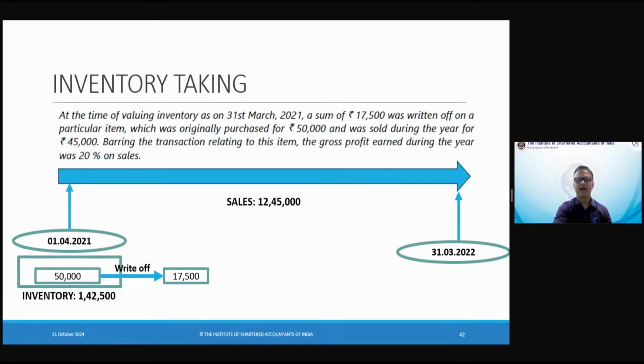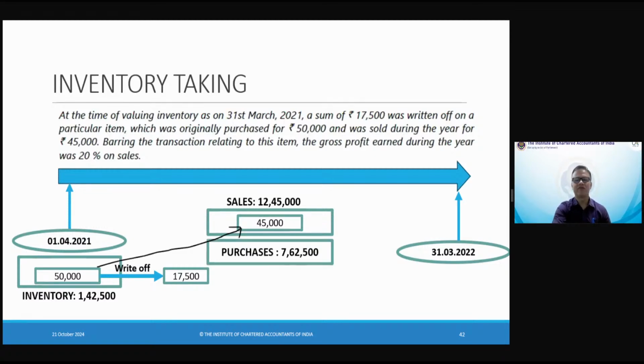And among the sales of 12,45,000, this 45,000 was that inventory which was sold during that year. Which inventory? This 50,000 inventory, from which there was a write-off, and there were purchases of 7,62,500, and there is a gross profit which is 20% of sales. Now, here, if you have any doubt, you can ask me. Otherwise, proceed.